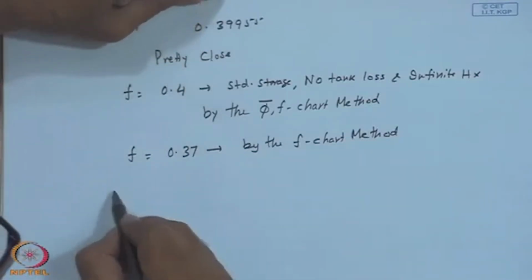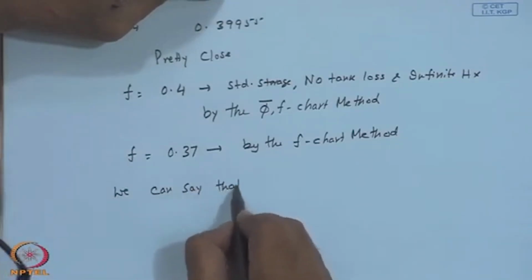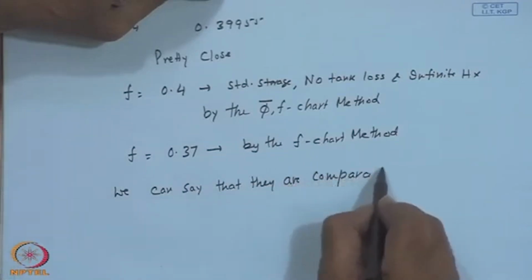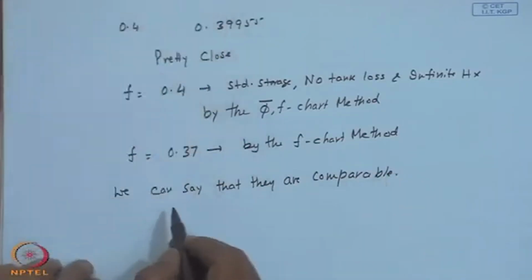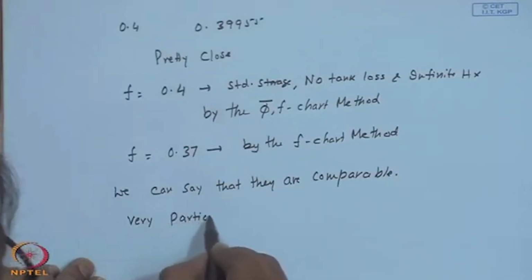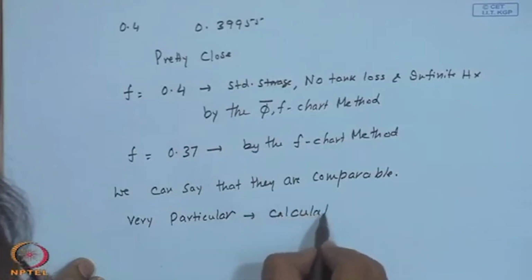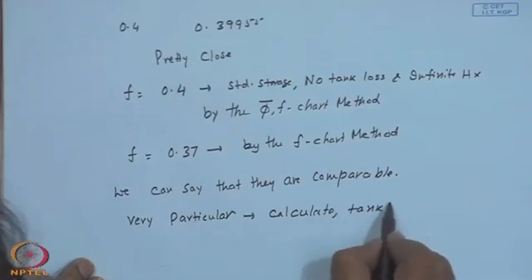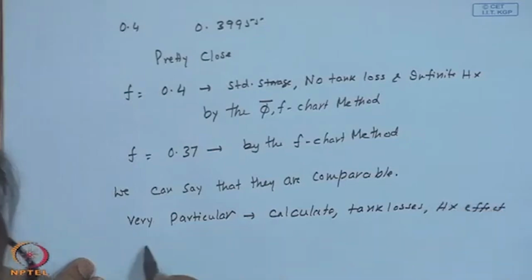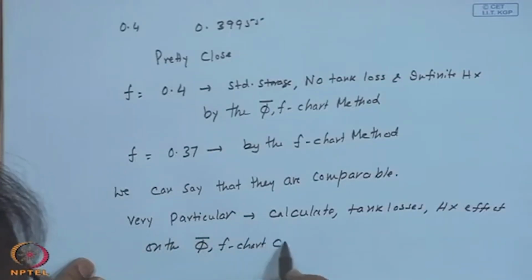Even these values we can say that they are comparable, and if we want to be very particular, we can calculate tank losses and heat exchanger effect on the phi bar F chart calculation, right.